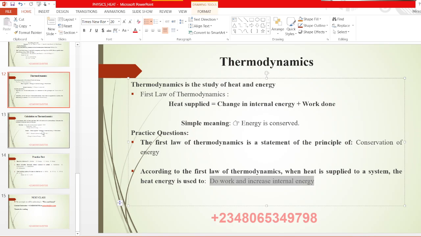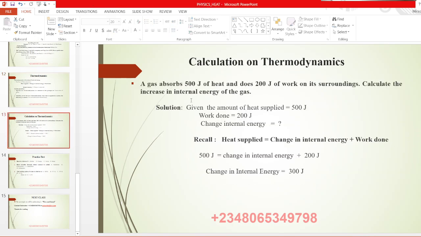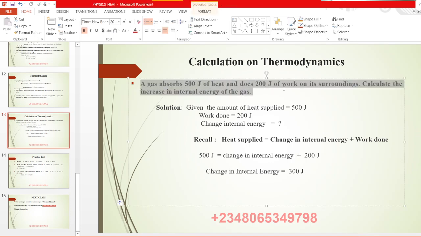Let's look at calculations on thermodynamics. A gas absorbs 500 joules of heat and does 200 joules of work on its surroundings. Calculate the increase in internal energy of the gas. Once you start seeing internal energy, you know you are being tested on thermodynamics, the first law of thermodynamics.